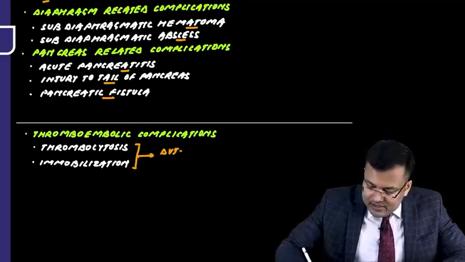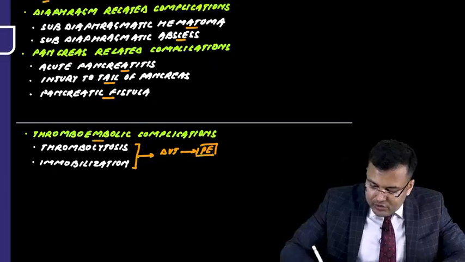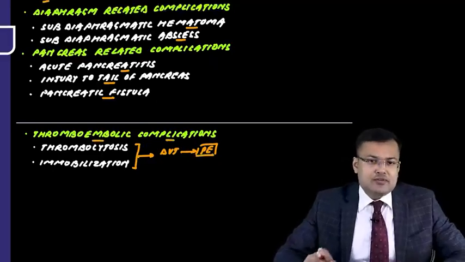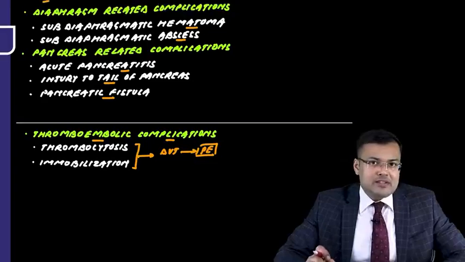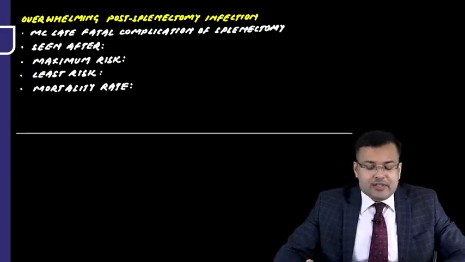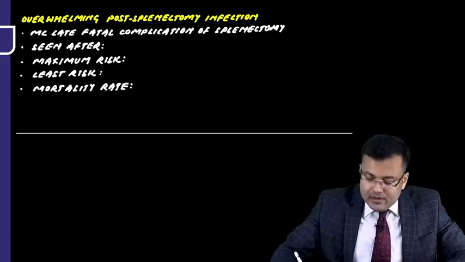And because of this DVT, there can be pulmonary embolism. So what happens? There can be thromboembolic complications because of thrombocytosis and immobilization. The most important topic, that is OPSI, which is frequently asked in exam.